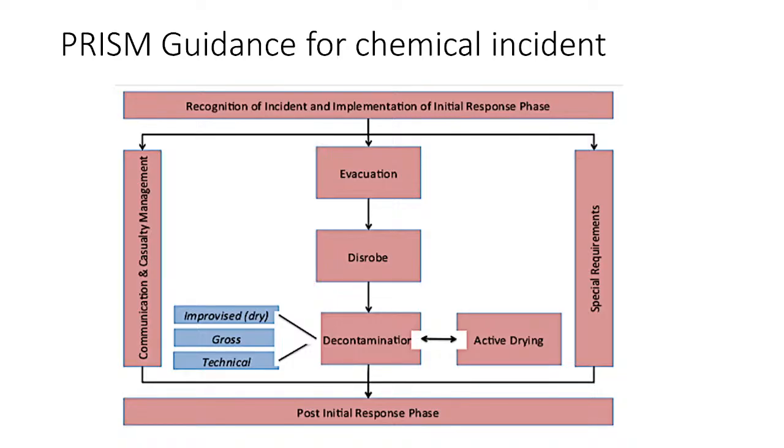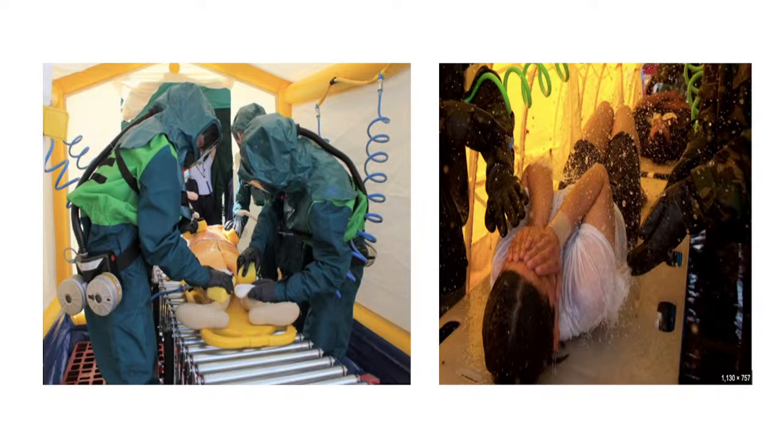So there is a prescribed guidance for a chemical incident. First of all, you have to confirm that there is a chemical disaster and what sort of disaster it is, and then go and evacuate, then disrobe, decon, and then proper treatment. Now come one by one. This is how you decon the patient.